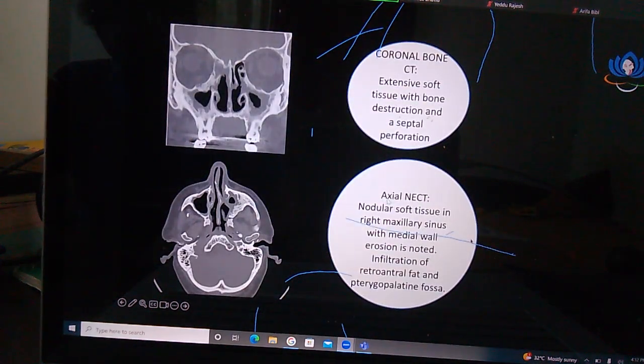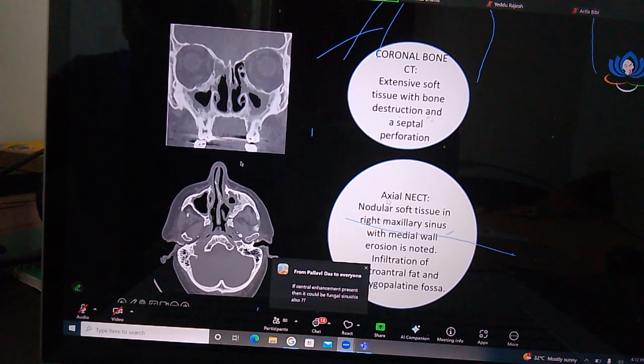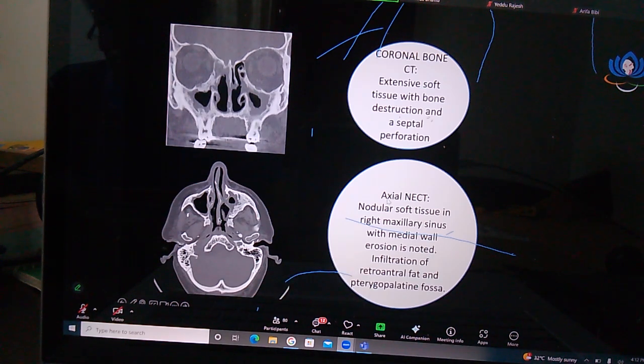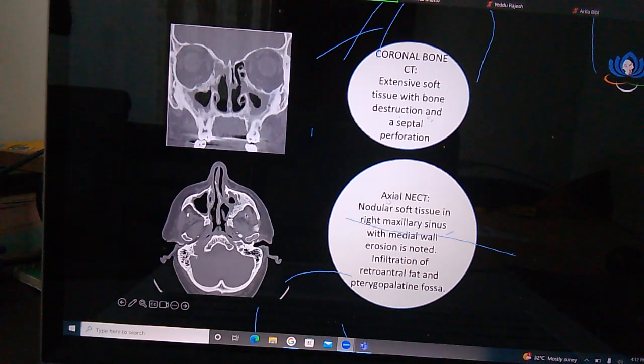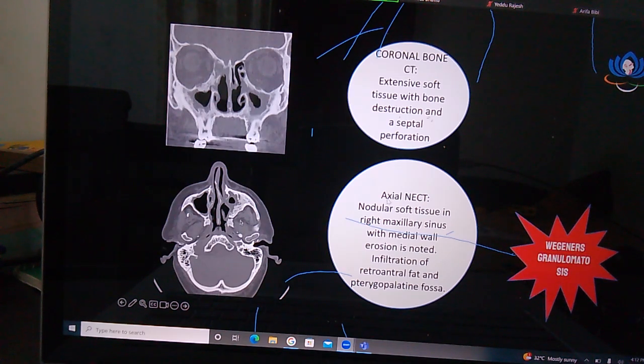Okay, yeah. So there is extensive soft tissue with bone destruction, and septal perforation is not there in this case, but septal perforation can occur. Okay, and nodular tissue in the maxillary sinus with medial wall erosion, you may notice that also, and sometimes retroantral fat and pterygopalatine fossa edema. You can notice that also in some cases. So that is granulomatosis with polyangiitis.